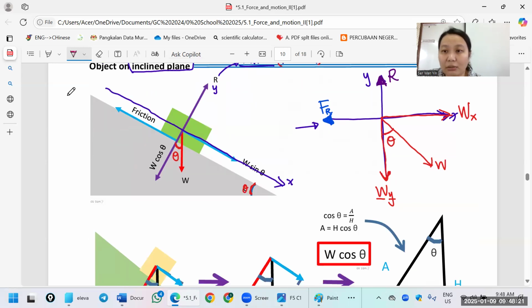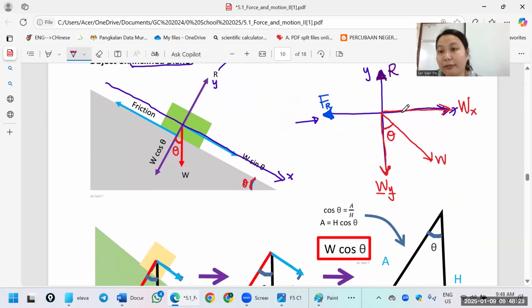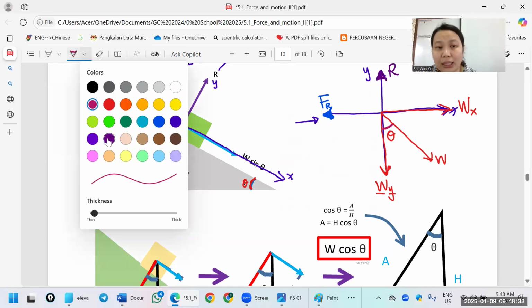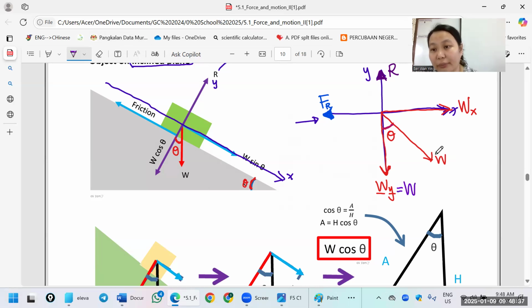Okay, so now very obvious. Since now the angle sticks to Wy, how do we find Wy? Wy will be the original force W sine or cos theta, right? The angle touches this line, so sine or cos?